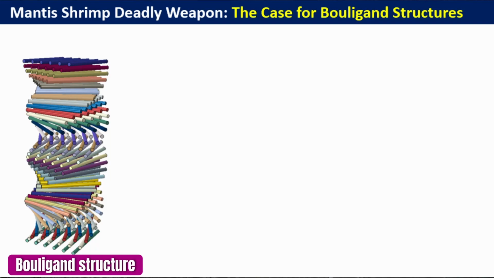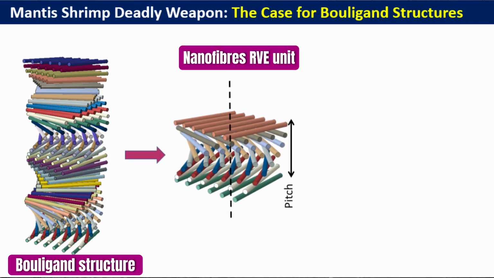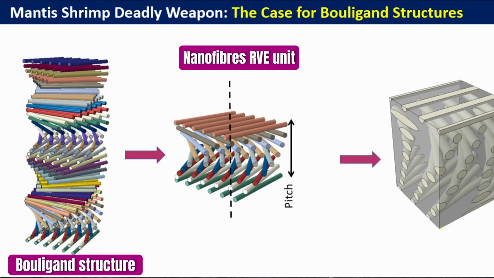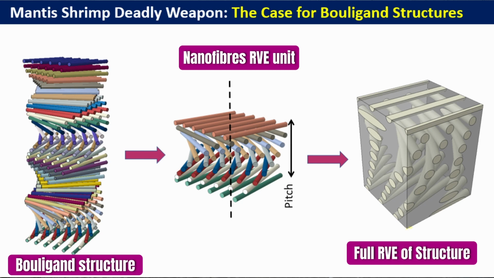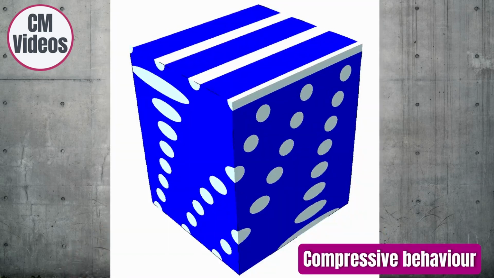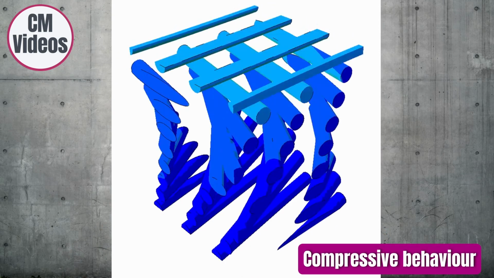We're going to look at first the Bouligand structure, which is the underlying structure that makes up this mantis shrimp. And from the full dimension of the Bouligand structure, we'll generate the representative volume element, which is shown here. And then ultimately, we end up with this RVE. And this we're going to use in understanding the behavior of this mantis shrimp. And then finally, these are the sort of results you will get from a compressive behavior of the mantis shrimp dactyl club as it undergoes compressive deformation.